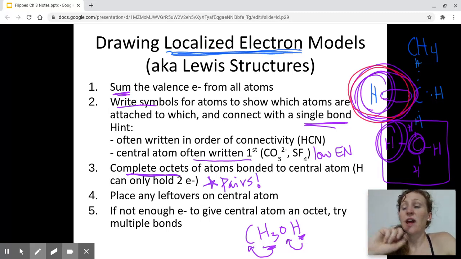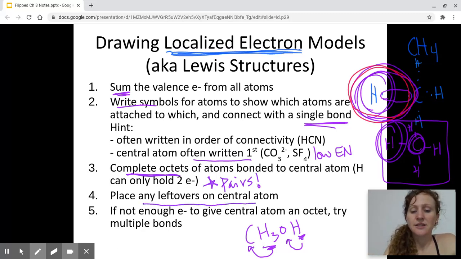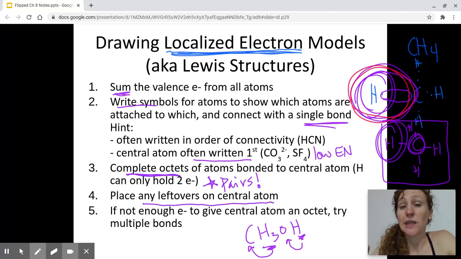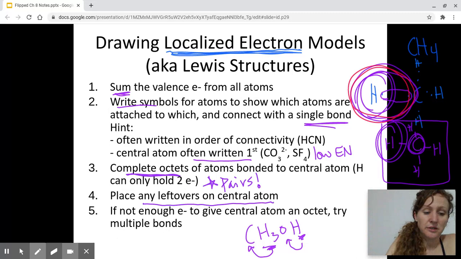First of all, if everyone has an octet and you have extra electrons, then you're going to place any leftovers on the central atom. Now, this leads us to an exception to the Lewis structure, and we'll talk about that in just a second. Let's get through the non-exceptions first, and then we'll talk about this specific case as an exception.